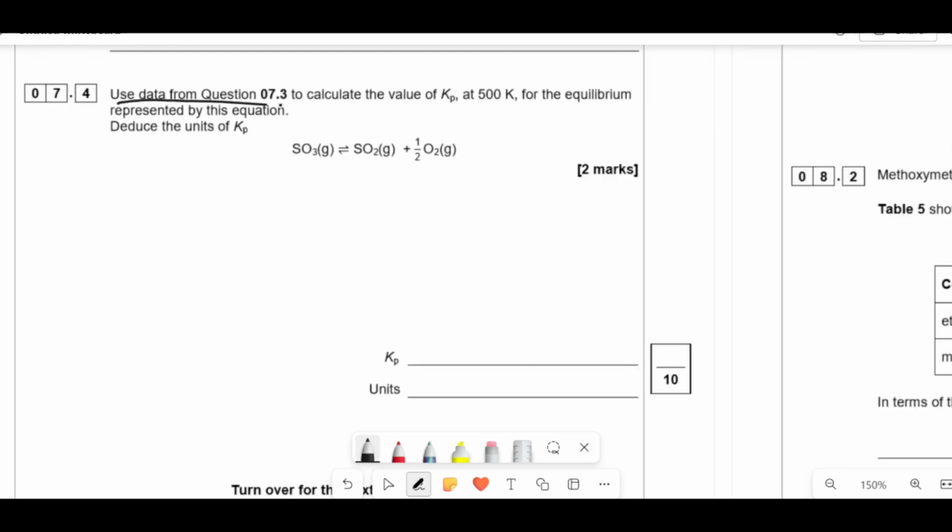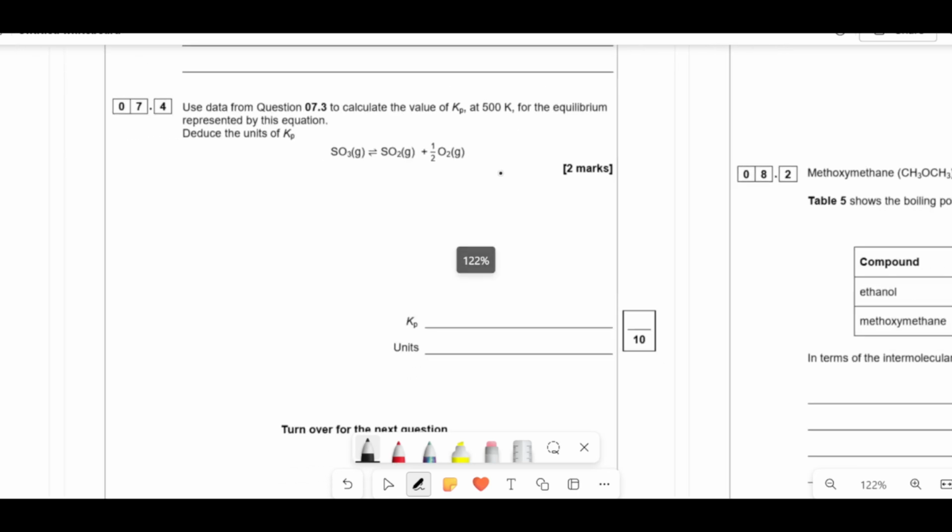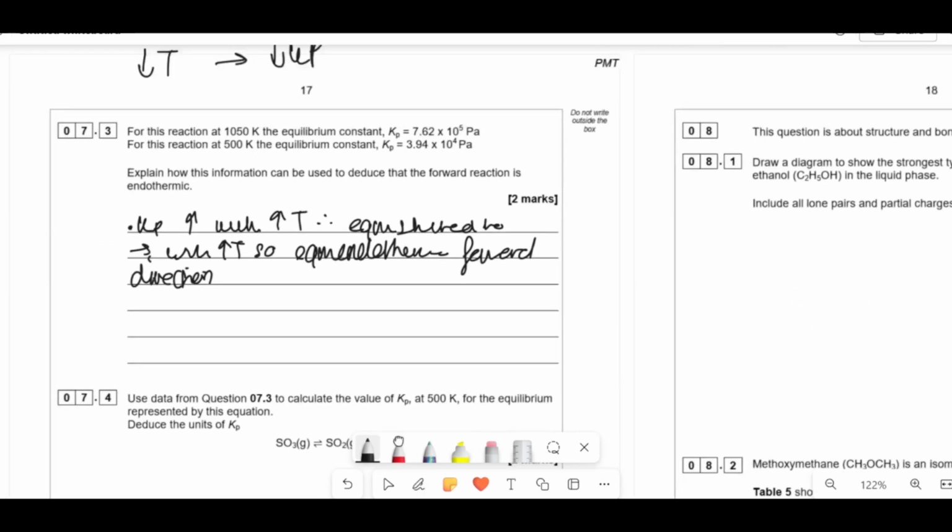So then it says, use the data from this question to calculate the value of Kp at 500K for the equilibrium represented by this equation. So they've told you to use the data from this question from before, right?